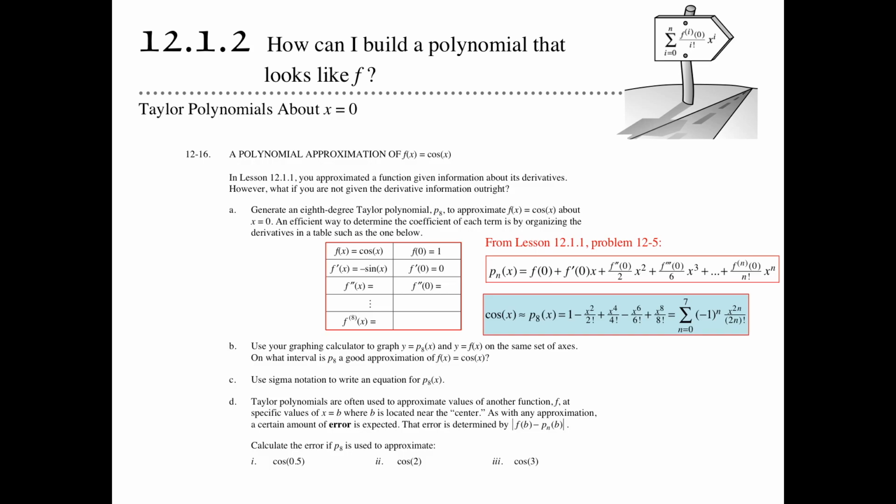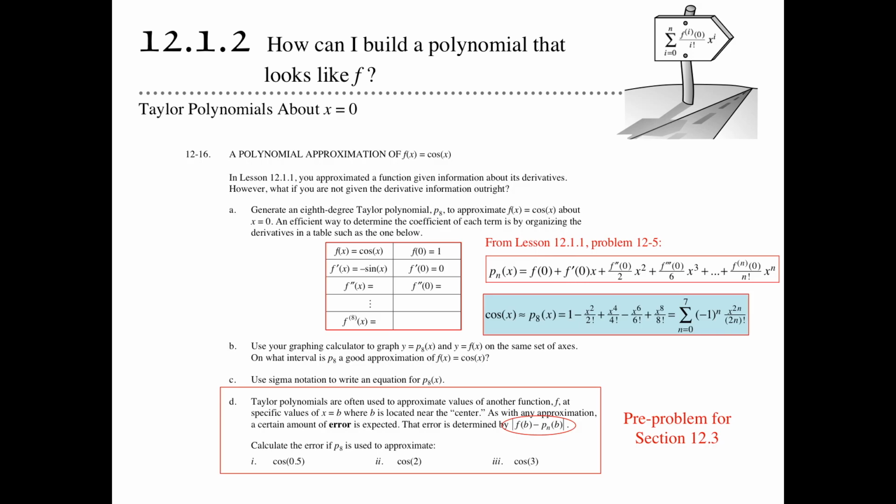They're going to write this polynomial in both expanded and sigma form. And they will even use it to calculate the error of an 8th degree Taylor polynomial approximation of cosine x at various values of x. Now be aware that they will be calculating the actual error, which they're going to need their calculators to do. So part D is a pre-problem for section 12.3, where your students will learn to bound error when that error cannot be determined with certainty.